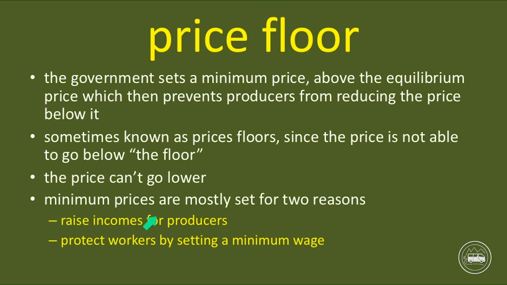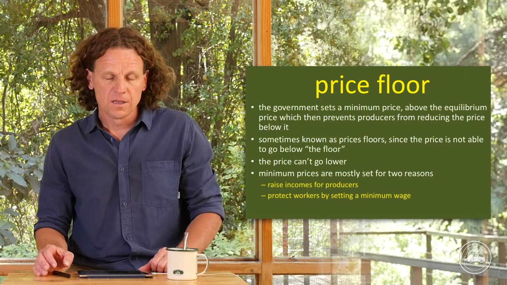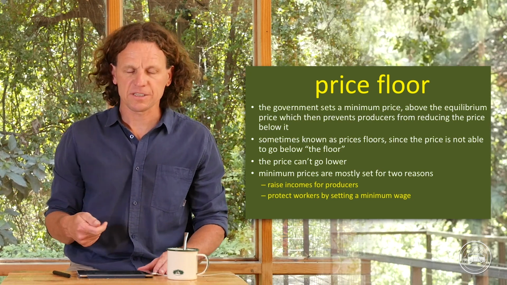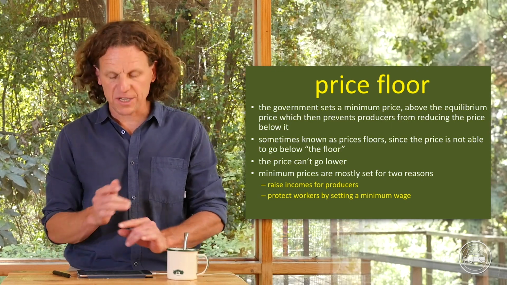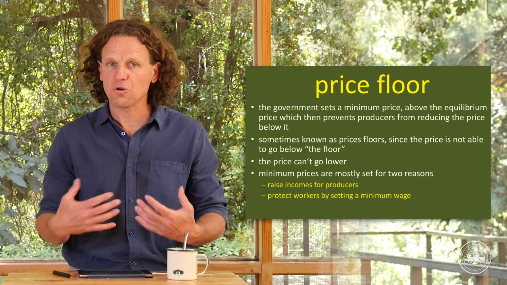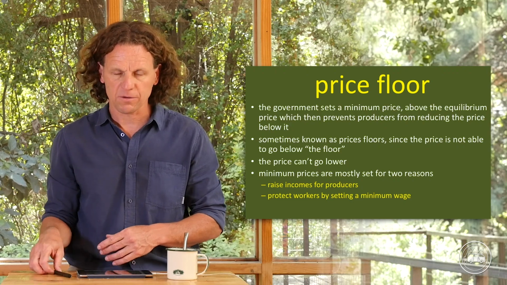So minimum prices are mostly set for two reasons. Number one, to raise incomes for producers, or to protect workers by setting a minimum wage. So that's kind of interesting, right? Minimum wage is a payment, obviously, from producers to people that work there. And this price floor diagram is often used or can be used to show minimum wage. It's the same diagram showing two different things, and we'll take a look, okay?